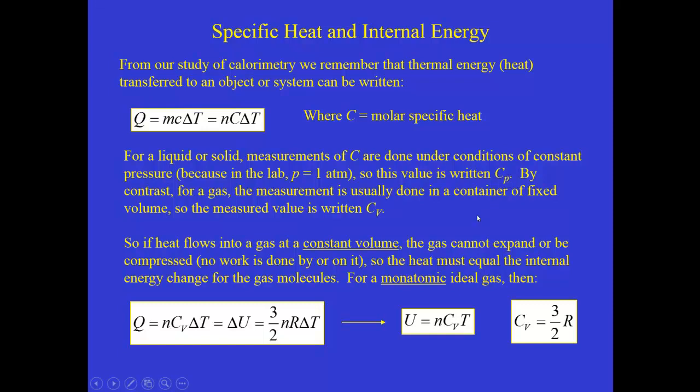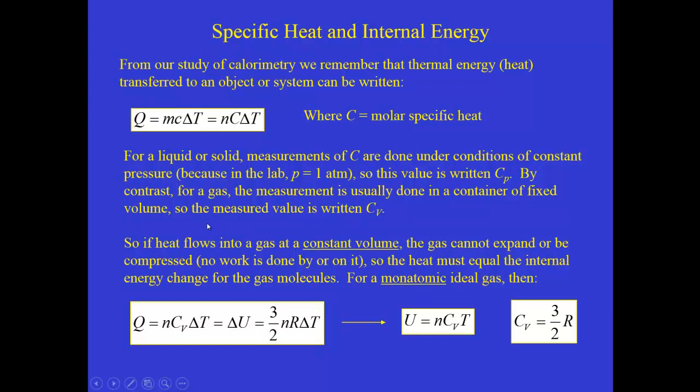Now a gas is different, right? Because for a gas, it's usually trapped in some kind of a container that has a fixed volume. And so when we transfer a certain amount of heat to a gas and then measure its temperature rise, the value for the specific heat that we get is for the specific heat at a constant volume. And the C sub P and C sub V values, if we were to measure them for a gas under conditions of constant pressure versus constant volume, we would get slightly different results. But usually with gases, those measurements are done at constant volume.